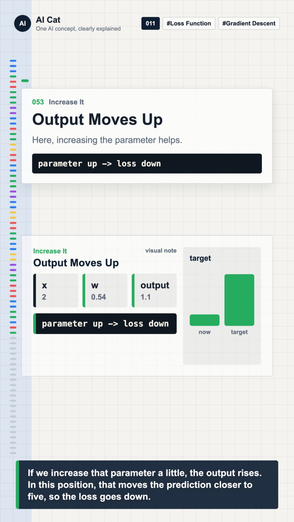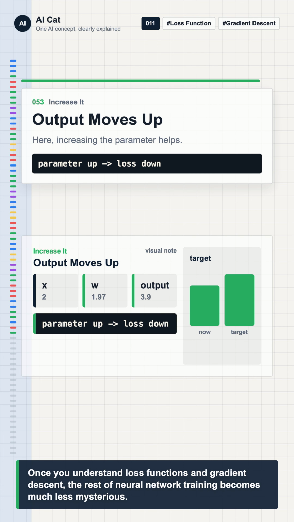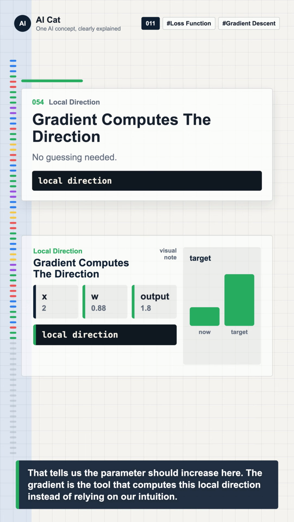If we increase that parameter a little, the output rises. In this position, that moves the prediction closer to 5, so the loss goes down. That tells us the parameter should increase here. The gradient is the tool that computes this local direction instead of relying on our intuition.